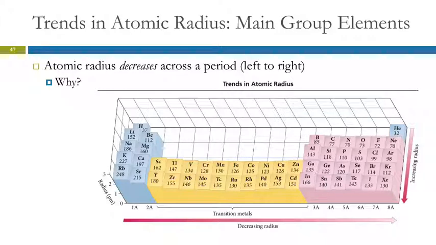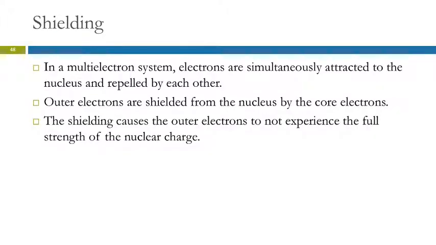Okay, there is a decent explanation for this. This one makes sense. Going down gets bigger. So that one's okay. Why do they get smaller as we go across? It has to do with shielding. So we've got electrons being attracted to the nucleus, but also being repelled by each other. Those outer electrons get shielded from the attractiveness of the nucleus by the core electrons. And so they don't experience the full strength of the nuclear charge.